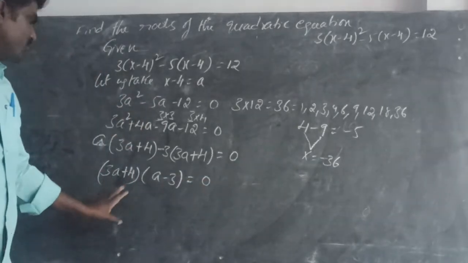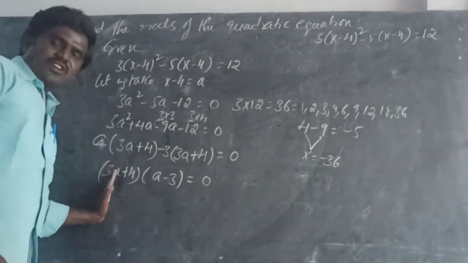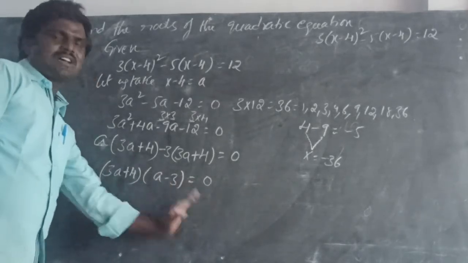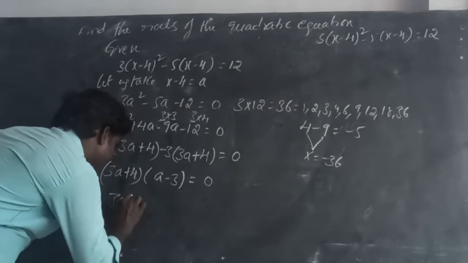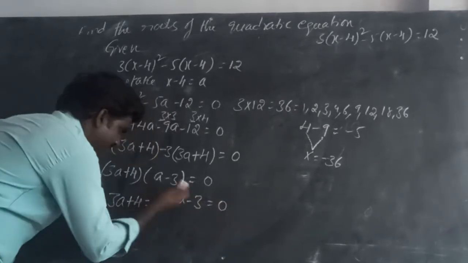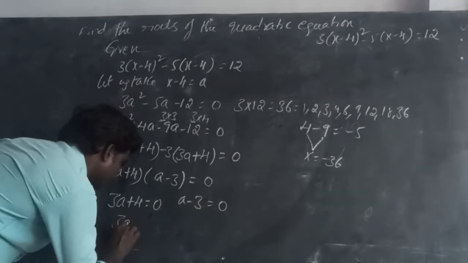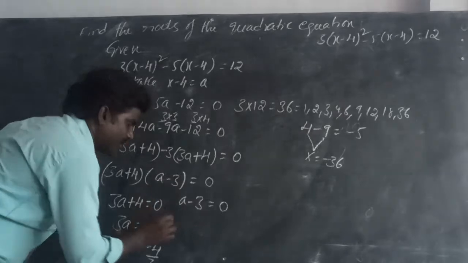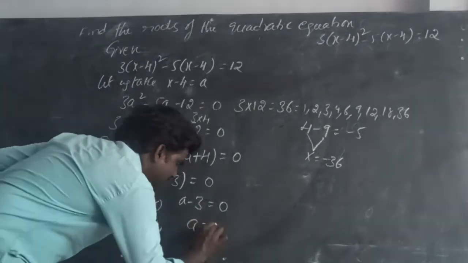So the product of two polynomials is 0. Either the first polynomial is 0, or the second polynomial is 0, or both are 0. So 3a + 4 = 0 and a - 3 = 0. Plus 4 goes to the other side as minus, so a = -4/3. Minus 3 goes to the other side as plus 3.